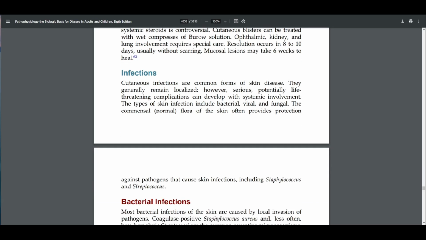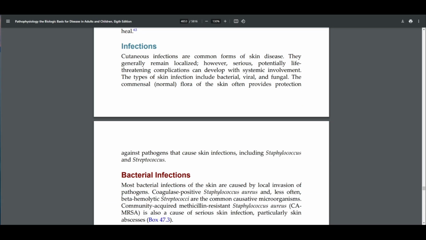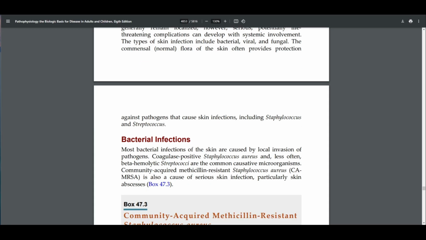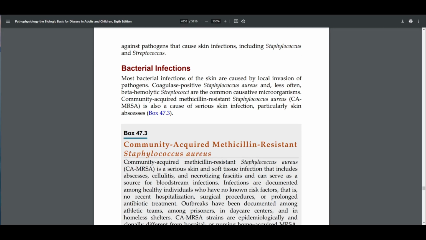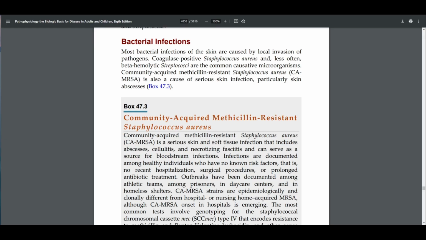So, infections. Cutaneous infections are common forms of skin disease. They generally remain localized. However, serious, potentially life-threatening complications can develop with systemic involvement. The types of skin infection include bacterial, viral, and fungal. The commensal flora of the skin often provides protection against pathogens that cause skin infections, including Staphylococcus and Streptococcus.